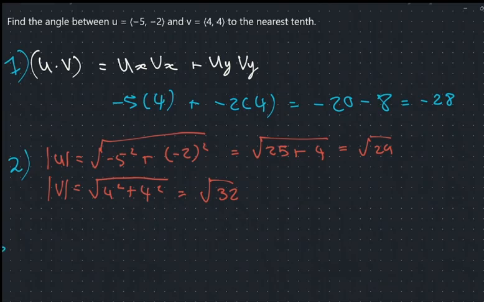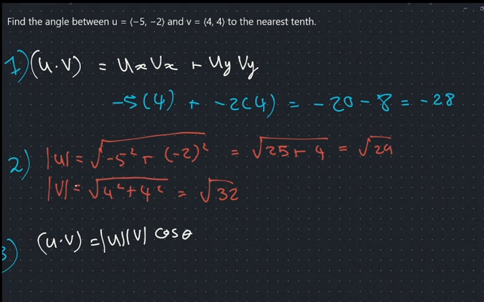The third step is just to substitute them into the equation. So the equation, let me remind you, is u dot v is equal to the modulus of u times the modulus of v times cosine theta. And let's just substitute the numbers. We can say that u dot v is equal to negative 28, and this is equal to the magnitude of u, which is root 29, times the root of 32, which is the magnitude of v, times cosine theta.